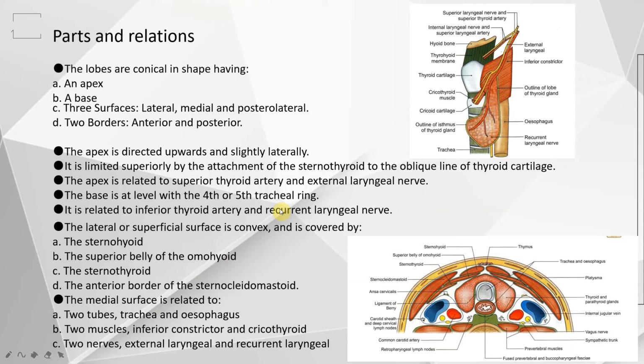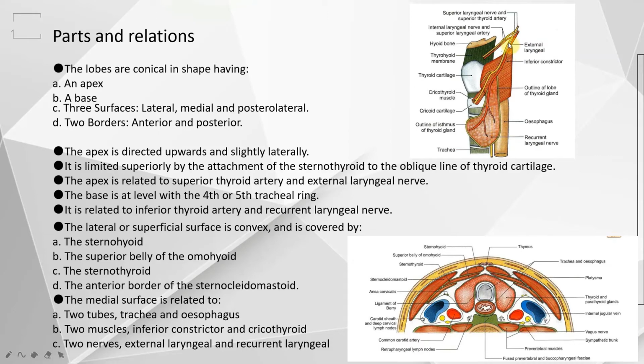Parts and relations. The lobes are conical in shape, having an apex, a base, three surfaces which are lateral, medial and posterolateral, and also two borders, that is anterior and posterior. The apex is directed upwards and slightly lateral. It is limited superiorly by the attachment of sternothyroid to the oblique line of thyroid cartilage. The apex is related to superior thyroid artery right here and also external laryngeal nerve.